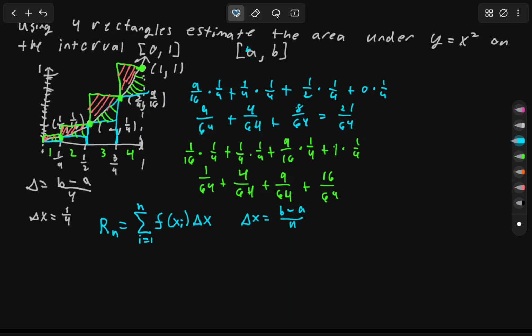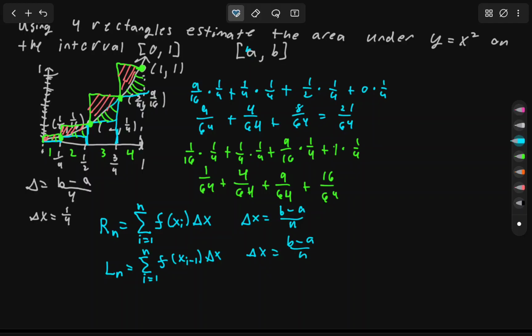Or sorry, not all over a, all over n, the amount of rectangles. Well, a right-hand sum really means that you're going to be using the right endpoints instead of the left endpoints, or you're going to start from the right instead of the left. If you're going to take a left-hand sum, it's denoted as L of n, which is equal to the sum from i equals 1 to n of f of x of i minus 1 times the change in x. And the change in x is still the same.